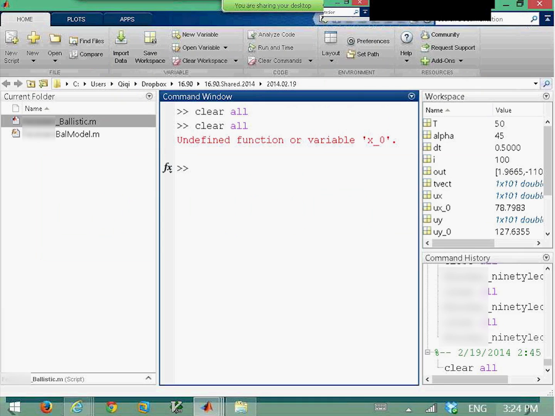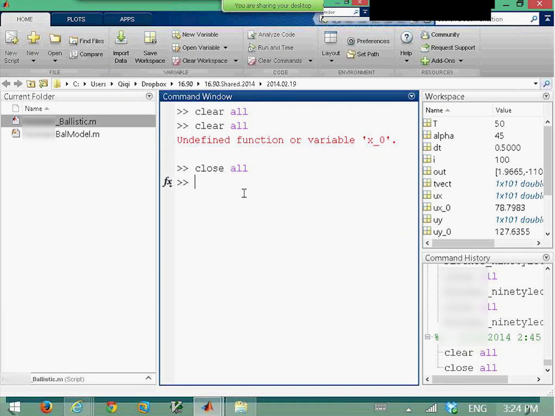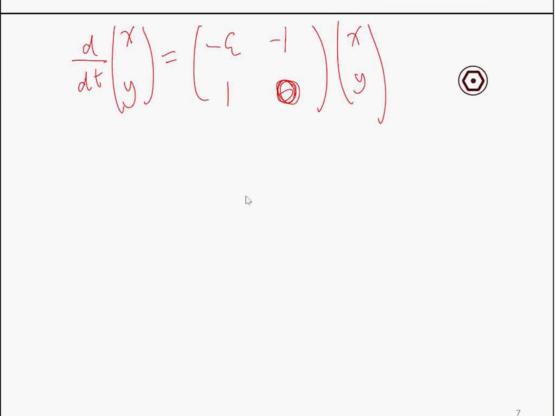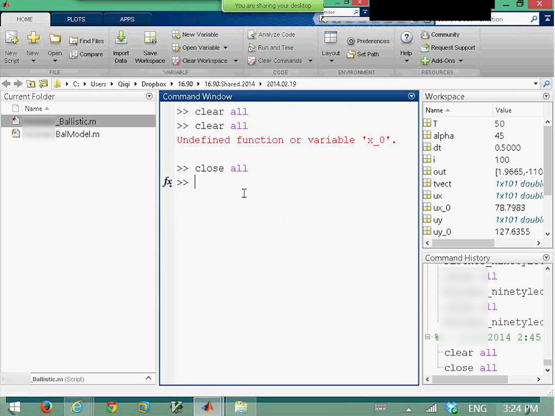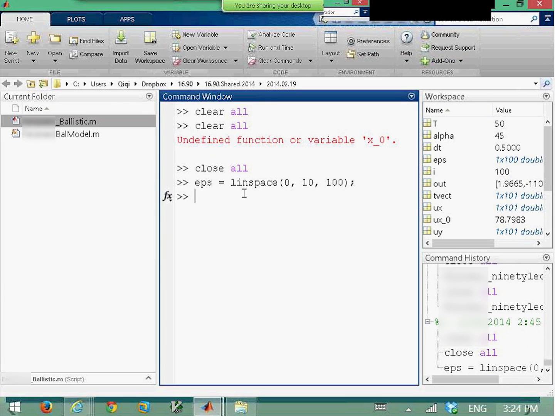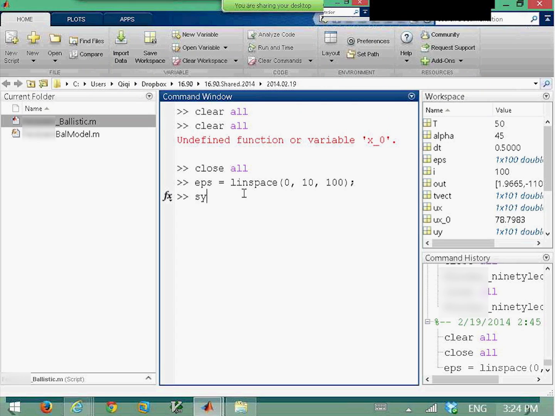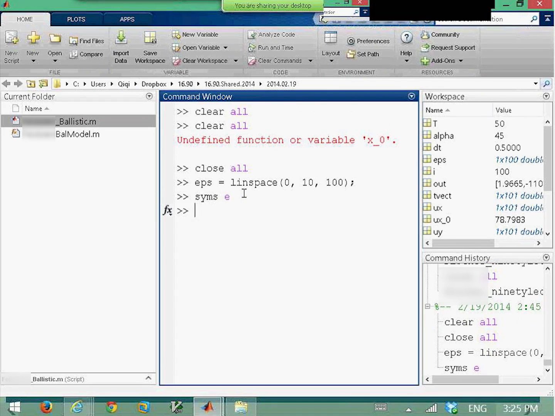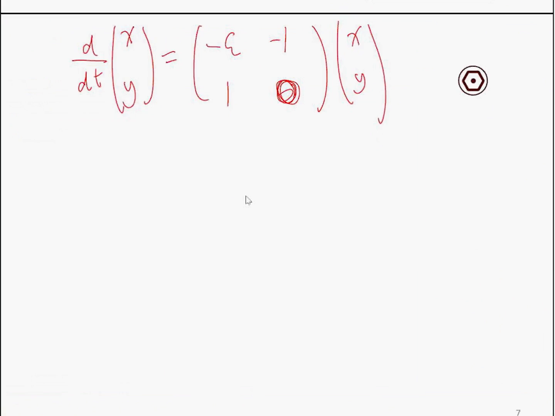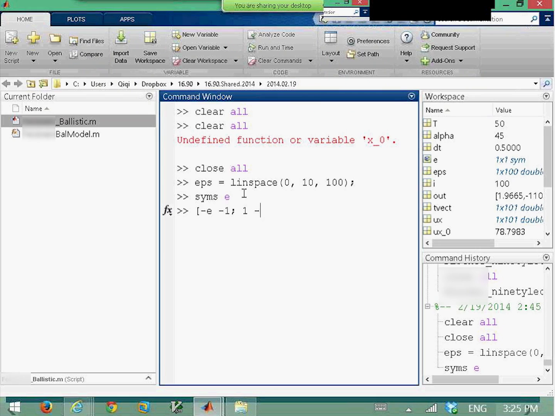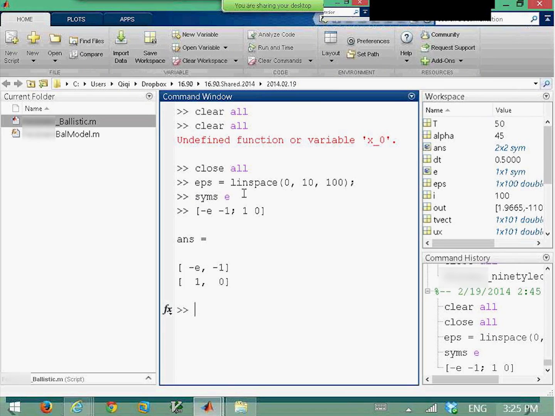And I may be lazy, so let me do it in MATLAB. So for this 2x2 matrix, you can do it by hand, but if you get a large matrix, what do you do, right? Let me do the bad example. I'm just going to make epsilon go all the way from 0 to 10, so linspace is putting a bunch of epsilons. And the matrix here is going to be like this. Let me put e to be a symbolic variable, and the matrix is what? Minus e, minus 1, 1, 0, right? So that's what the matrix is, and e means epsilon.